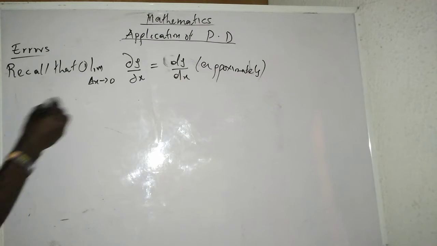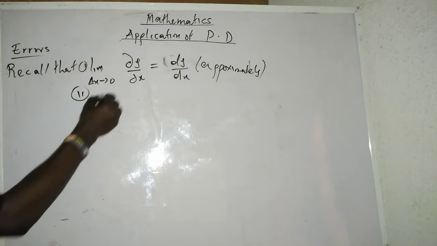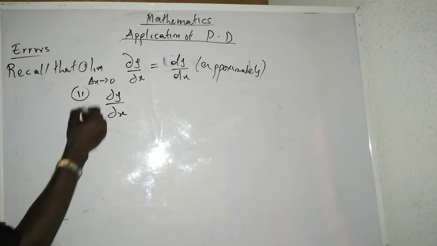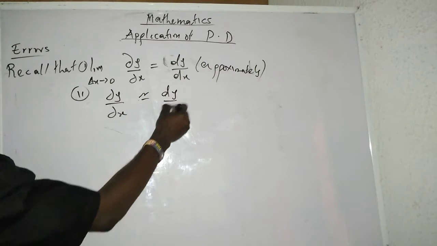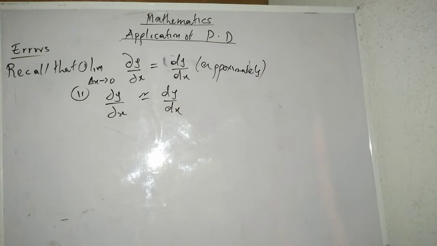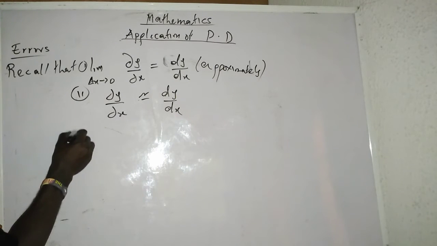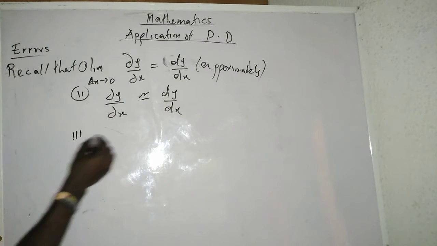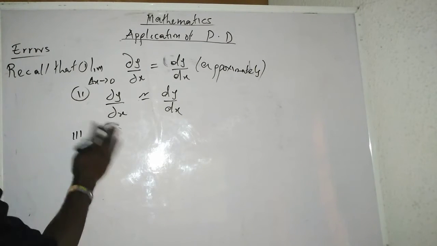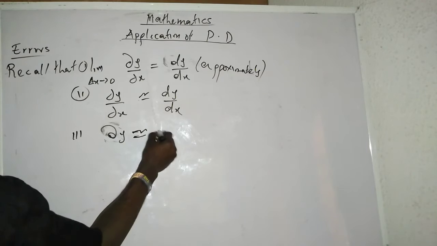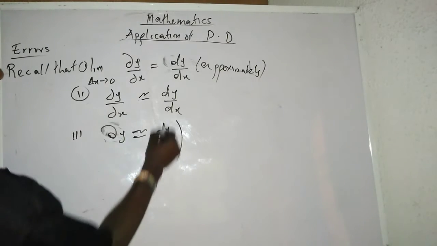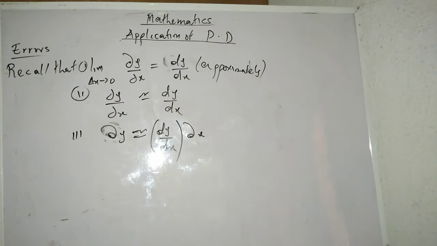And also, number two, you have to take note that our partial derivative of x is approximately equals to the total derivative of x. And number three, the partial of y is approximately equals to the total derivative of y times the partial of x. Now, that is very important for you to take note of in this video.